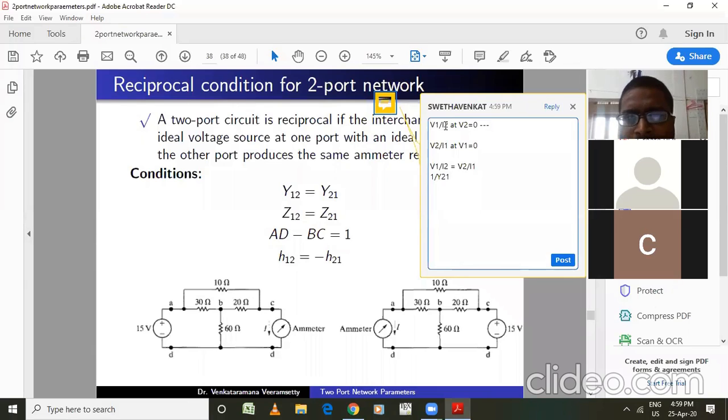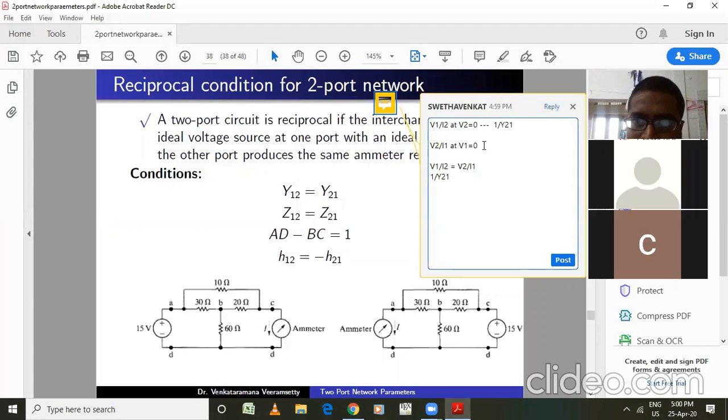So V1 by I2 at V2 equal to 0. Can I write? Actually, what is the Y21? How do we define Y21? Y21 equals I2 by V1 at V2 equal to 0. Right? Y21 is defined as I2 by V1 at V2 equal to 0. So V1 by I2 at V2 equal to 0 can be rewritten as 1 divided by Y21.